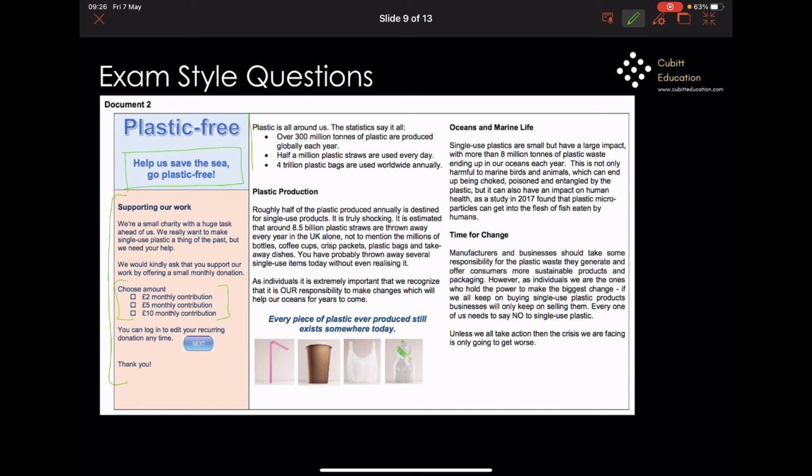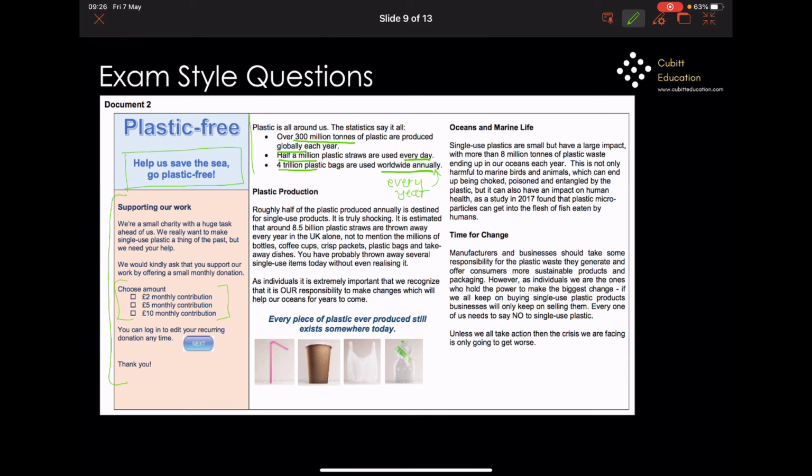So let's start here. Plastic is all around us. The statistics say it all. Over 300 million tonnes of plastic are produced globally each year. 500,000 plastic straws are used every day. 4 trillion plastic bags are used worldwide annually, meaning every year. That's a lot, isn't it? Sorry, I can't write very well.